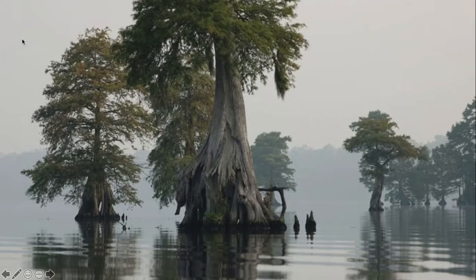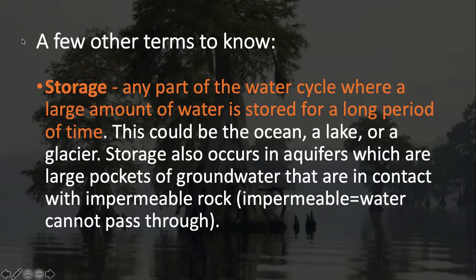This here is an example of storage. This is a big swamp. And another part of the water cycle is storage. It's when a large amount of water is stored for a long period of time, relatively speaking. This could be the ocean, a lake, or a glacier.